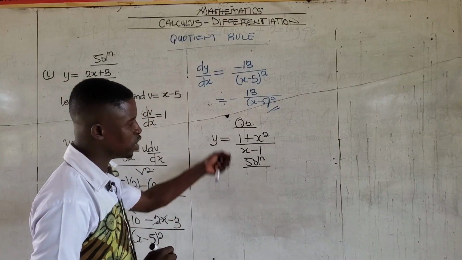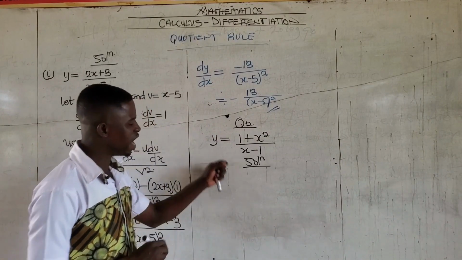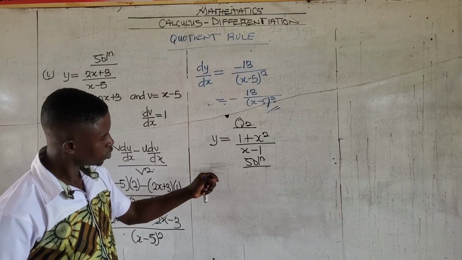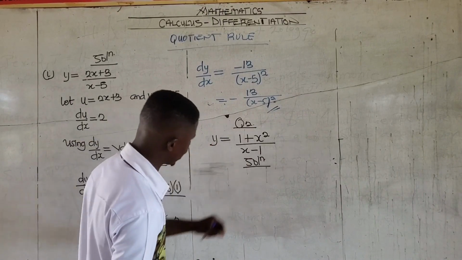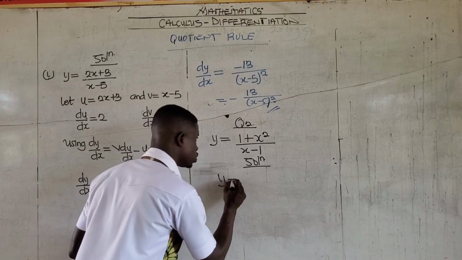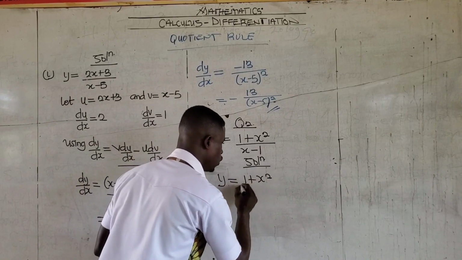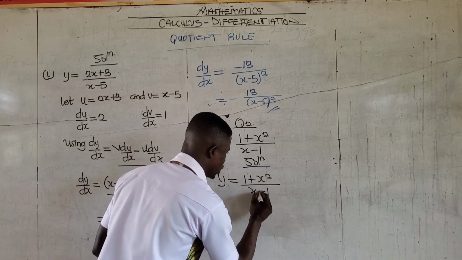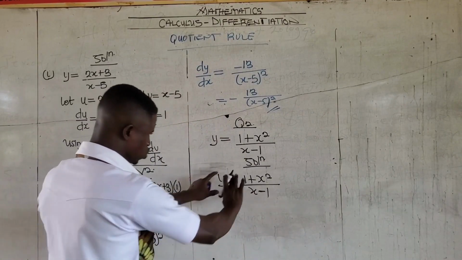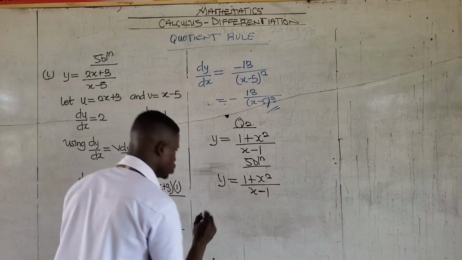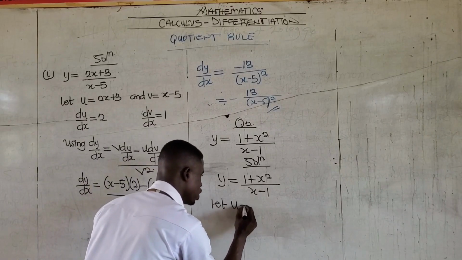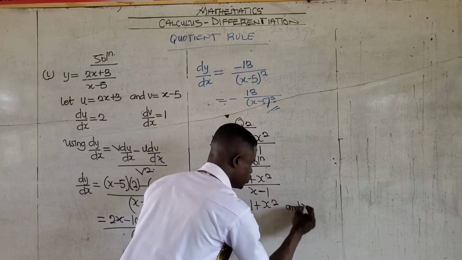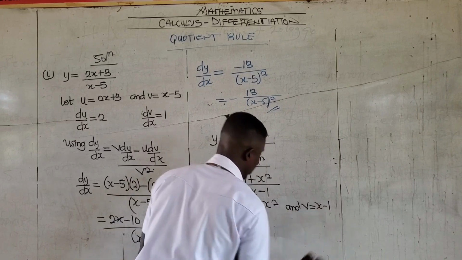I am going to denote the numerator by u and the denominator by v. The question was y is equal to 1 plus x squared divided by x minus 1. Always write the question before you solve it. With mathematics, just quote the equation and start solving it. So I will say let u equal the numerator, which is 1 plus x squared, and v, the denominator, x minus 1.